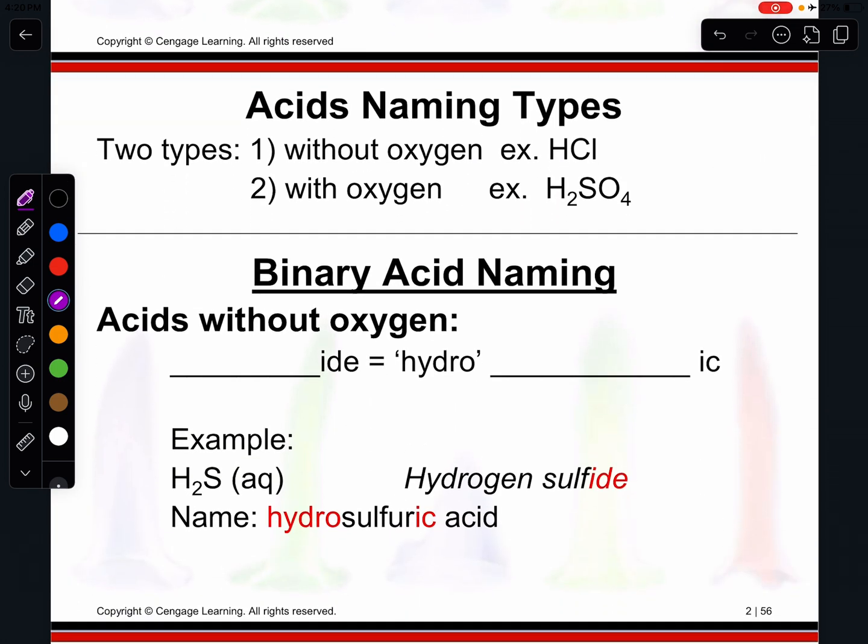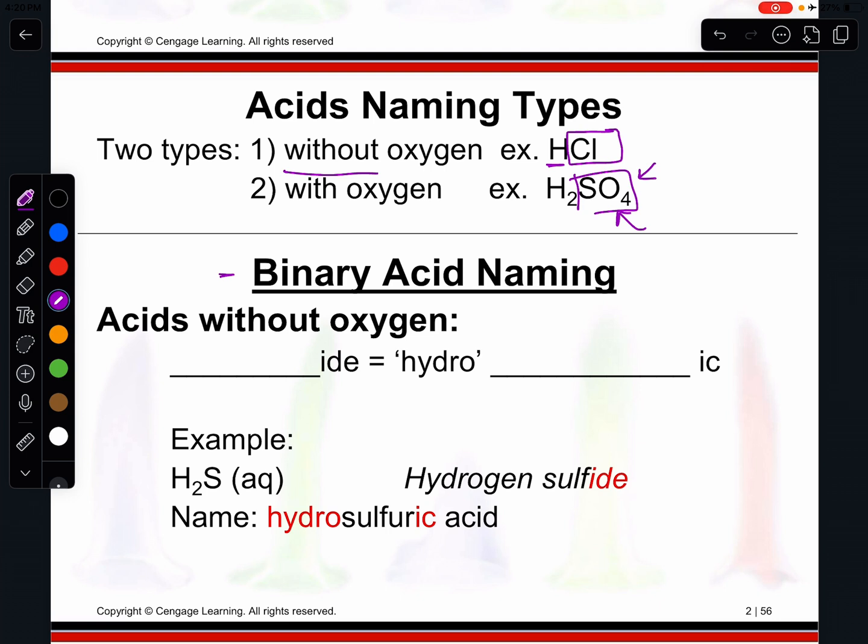Now, to name acids, there are two different ways of naming. If we have an H in front, which we always will, we kind of ignore that and focus on the next component. So the Cl by itself is a naming type without oxygen, so we're going to call that binary acid naming. And then we have the root that contains oxygen, which means it is a polyatomic, and that'll be on our next slide here.